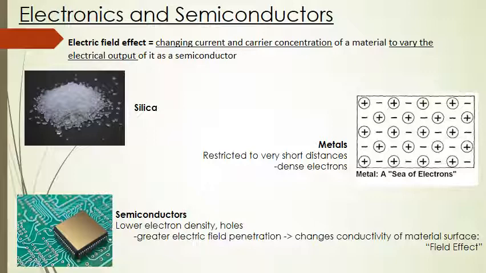Metals are a sea of electrons, so their very dense populations of electrons retard the penetration of external field that's applied to the material. Therefore, that's why they must be so short in length, because the electric field can't penetrate very far. In semiconductors, though, there's a lower density of electrons, which makes it possible with holes to induce the electric field further into the material. The penetration of electric field changes the conductivity of the semiconductor at the surface of the material, and this phenomenon is referred to as the field effect.